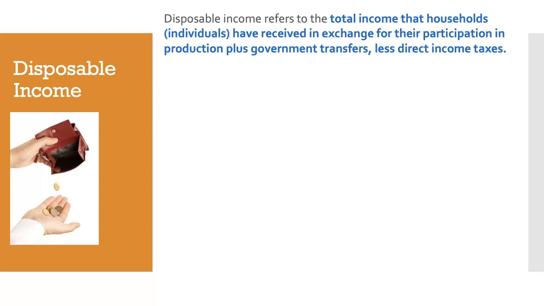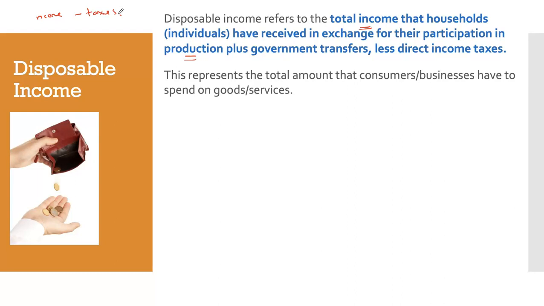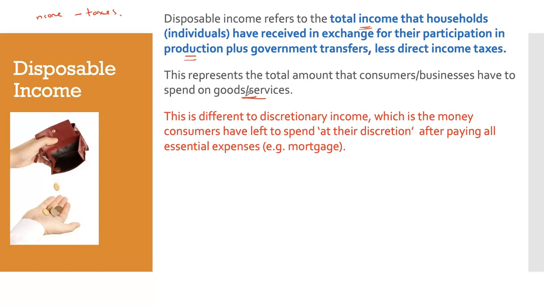Disposable income refers to the total income that households have received in exchange for their participation in production, plus government transfers, less income tax. To put it simply, it is all the income that you've made minus the taxes that you have. This is the amount that consumers have to spend on goods and services. This is different to discretionary income, which is all the money that you have left to spend at discretion after paying all your expenses.